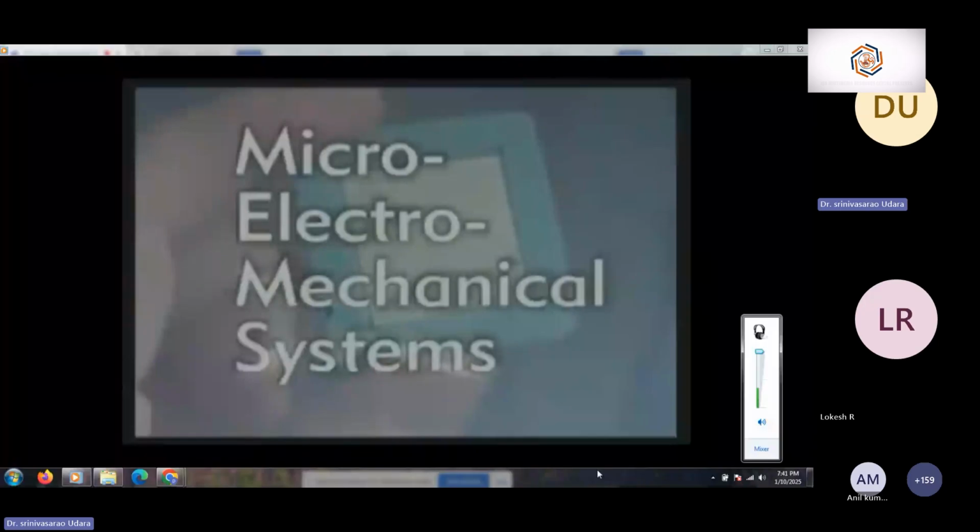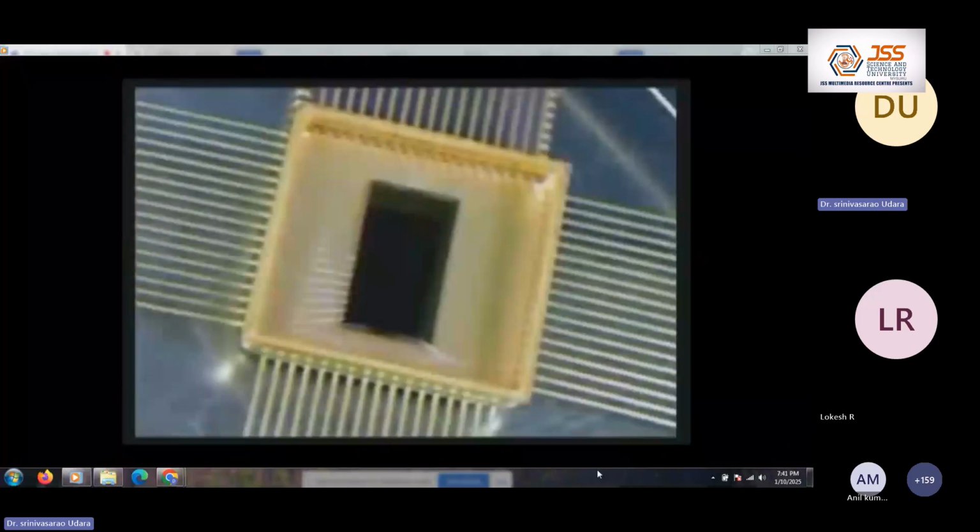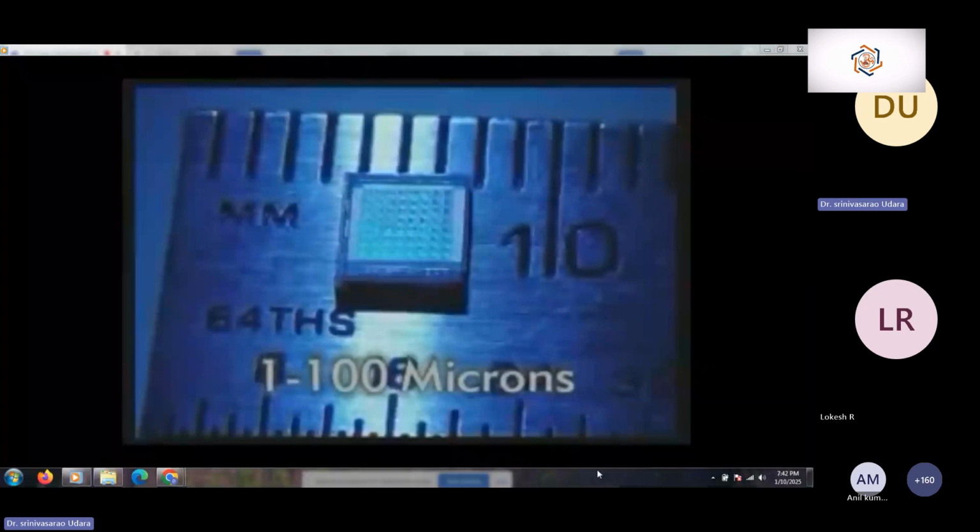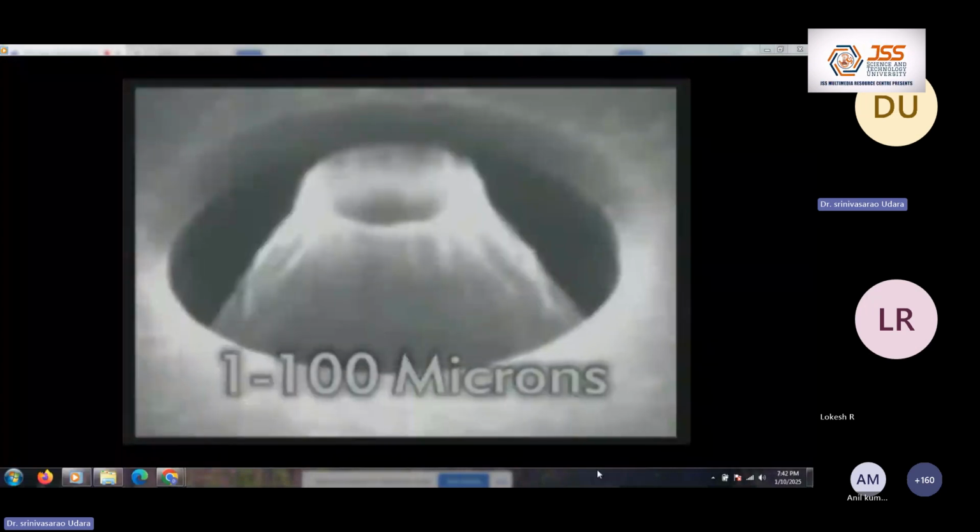MEMS, or micro-electromechanical systems, describes both a category of devices and the technique for manufacturing them. These tiny devices have elements ranging in size from 1 to 100 microns, about the thickness of a human hair.